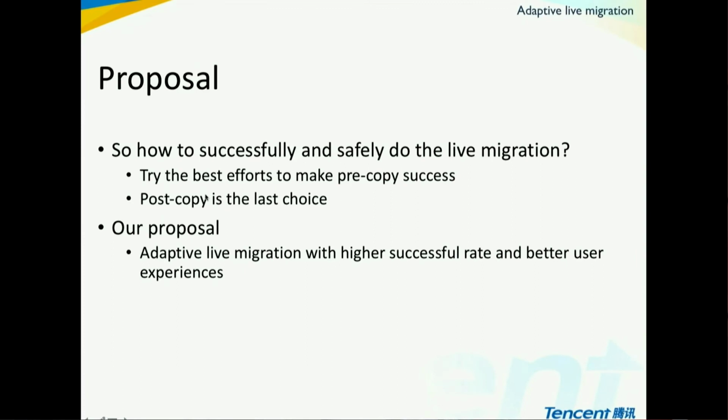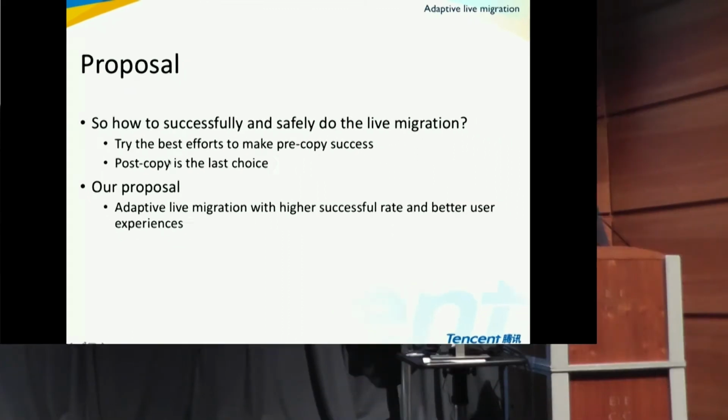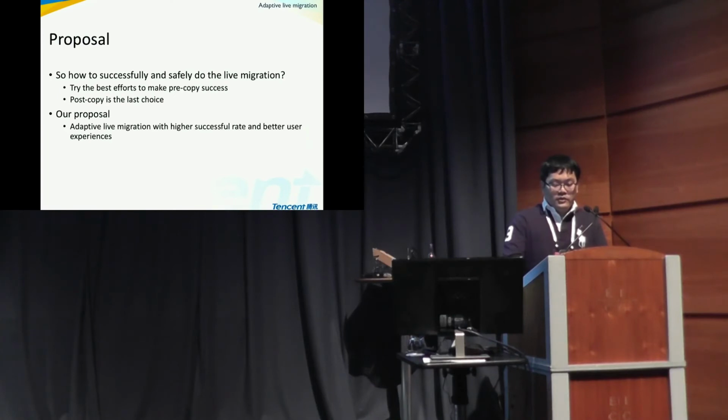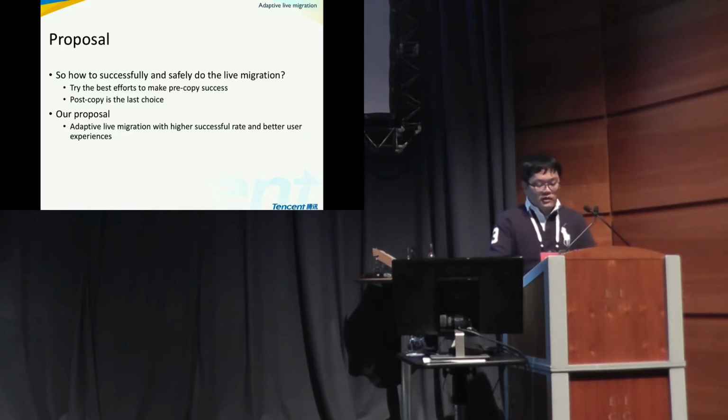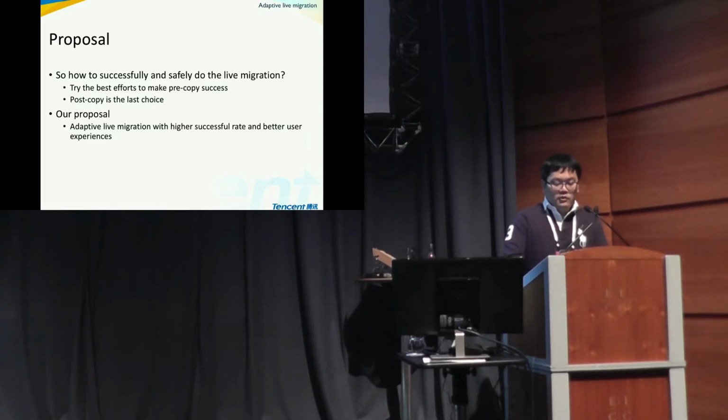Based on this description, we can understand how to successfully and safely do the live migration. There are two things that are certain. We need to try our best to make PreCopy succeed, and it is better not to use the Postcopy. In order to achieve this, we propose to enable adaptive live migration, which will provide a higher success rate and a better user experience.